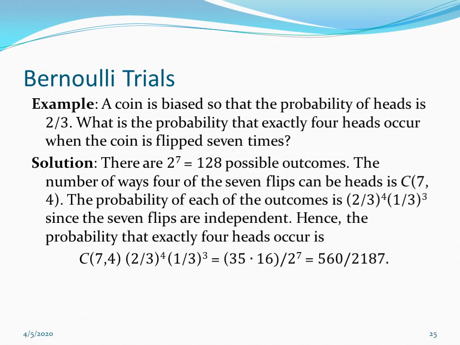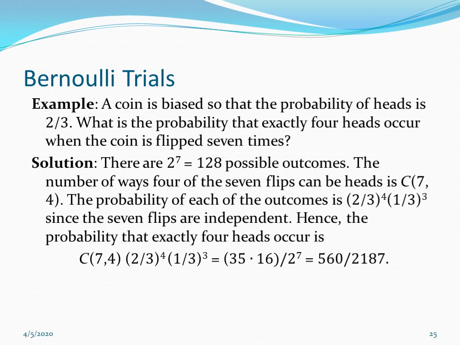We want to know the probability of getting exactly 4 heads in 7 trials. If we repeat this experiment 7 times, we want to know the probability of getting exactly 4 heads, or 4 successes. The first thing: how many possible outcomes? You are tossing the coin 7 times. Each time there are 2 outcomes, either success or failure, either heads or tails. The number of possible outcomes is 2 times itself 7 times, or 2 to the 7, or 128 possible outcomes.